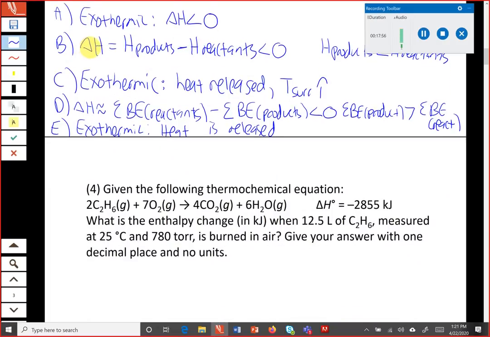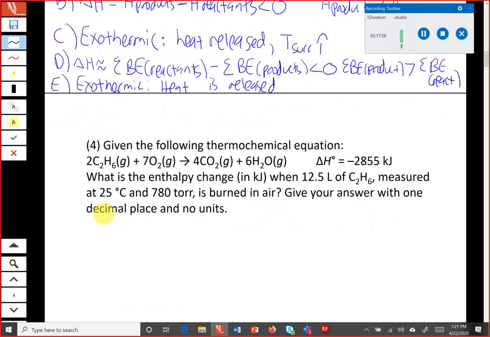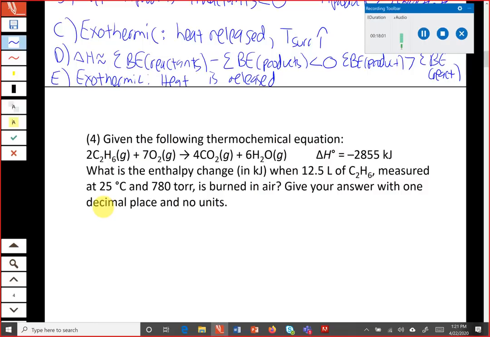All right, so number 4 here is a problem dealing with what's called a thermochemical equation. A thermochemical equation is a chemical equation along with the associated delta H. What we want to know here is what is the enthalpy change when 12.5 liters of C2H6 measured at 25 Celsius and 780 torr is burned in air. So basically we're taking 12.5 liters of ethane, C2H6, one of the components of natural gas, but not the major component.